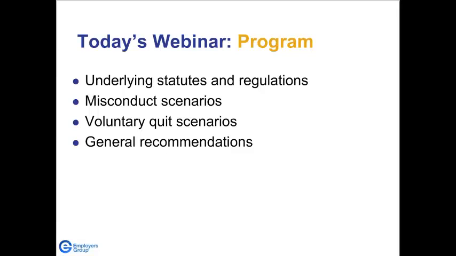We're going to start with the statutes and regulations themselves, just to introduce you to the language. Then we'll launch into misconduct scenarios. I'm going to spend the majority of my time on misconduct scenarios simply because that's more relevant for an employer scenario. Voluntary quit scenarios are where the employee leaves with good cause and is also eligible, but generally speaking, the employer must prove the misconduct scenarios while it's on the employee's shoulders with regard to the voluntary quit scenarios.